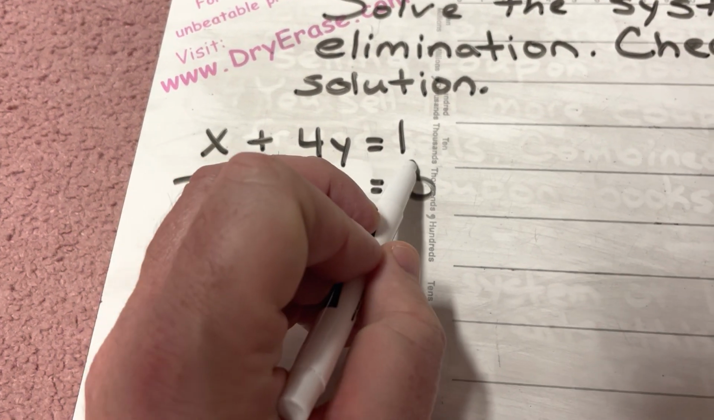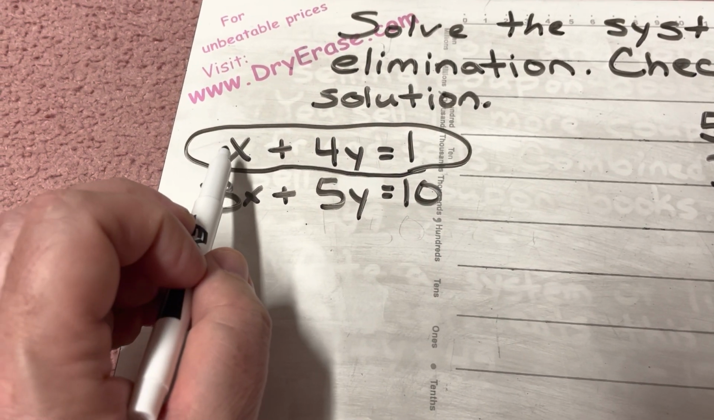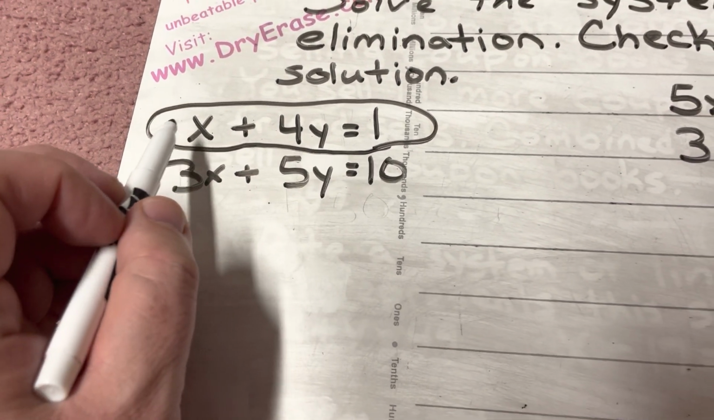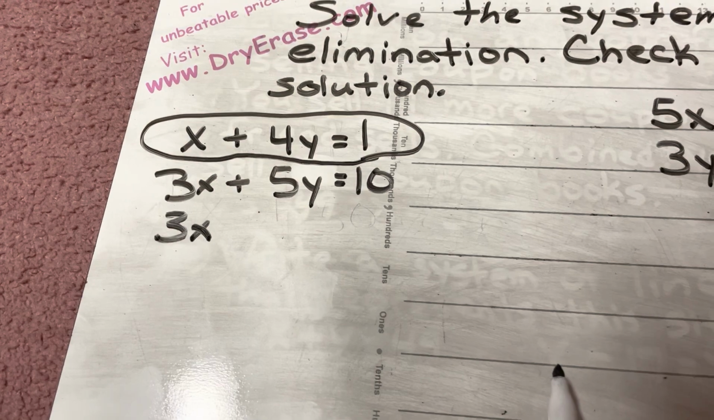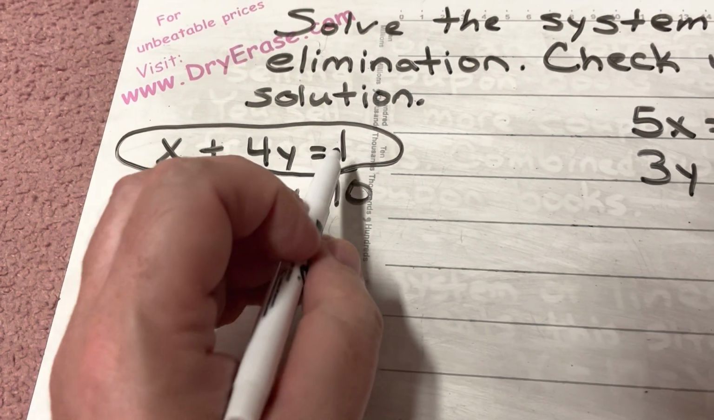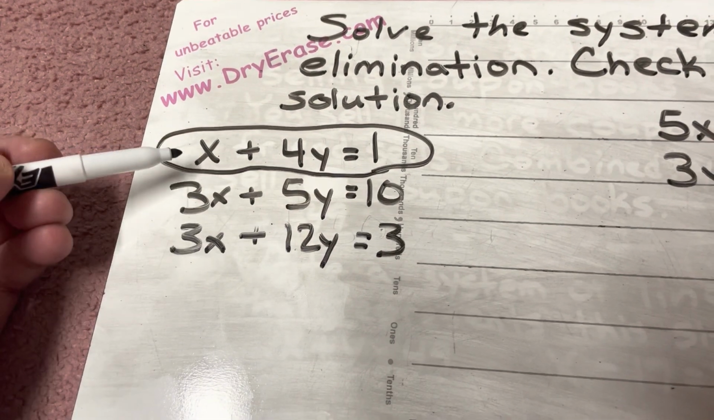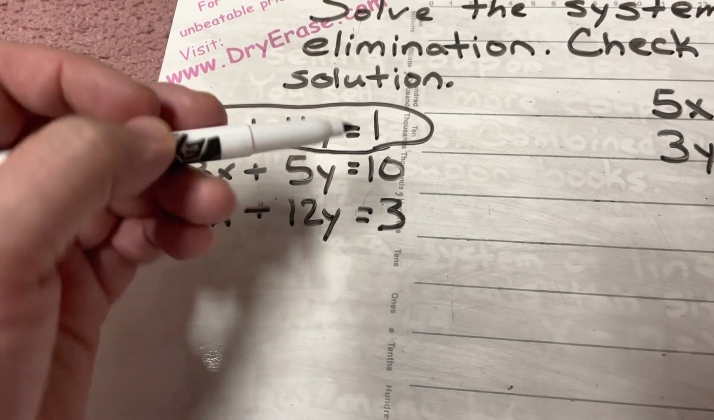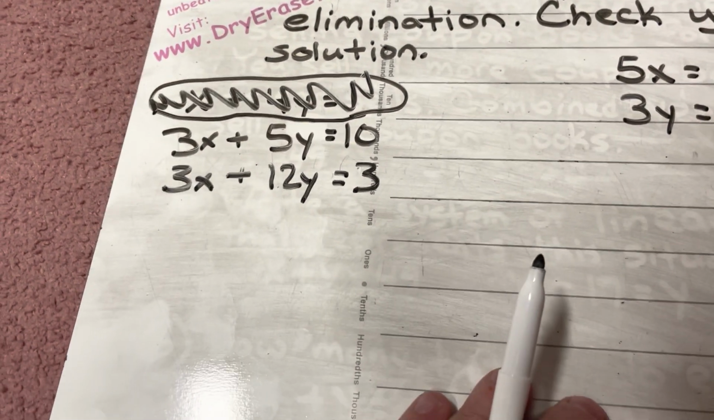But in this one, I only need to multiply this first one. And I'm going to multiply it by 3 because that's going to make this 3x, and then that's going to be the same as this 3x. So I can cancel it out. 3 times x is 3x. A positive 4y times 3 is a positive 12y. And then 1 times 3 equals 3. So once again, 3 times x makes 3x, 4y times 3 makes a plus 12y, and 1 times 3 makes 3. So I'm going to go ahead and cross this off so I don't get confused and accidentally look at it.